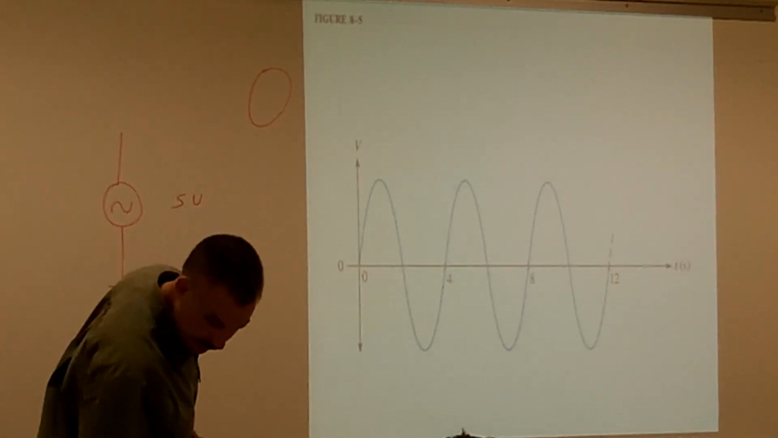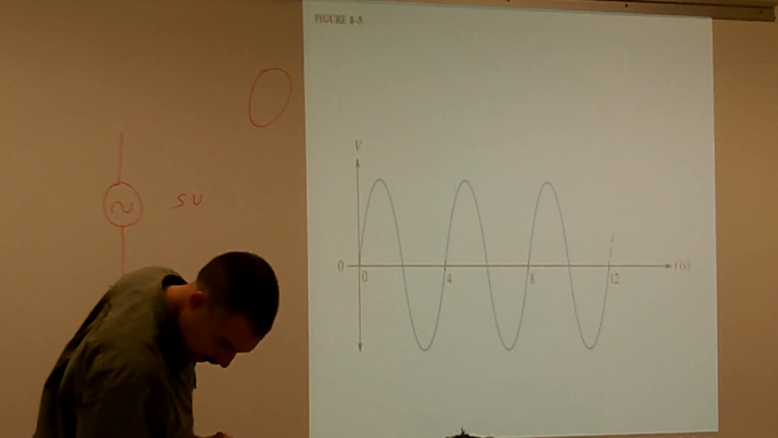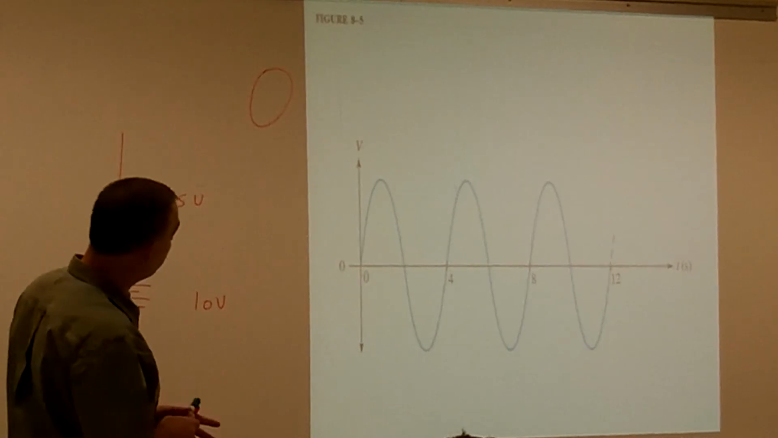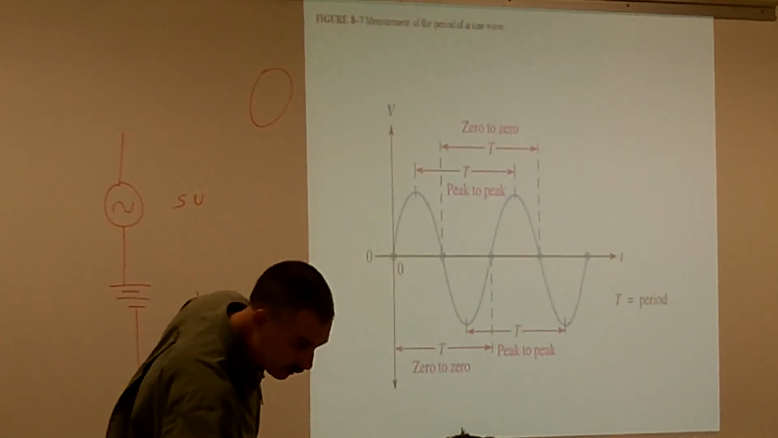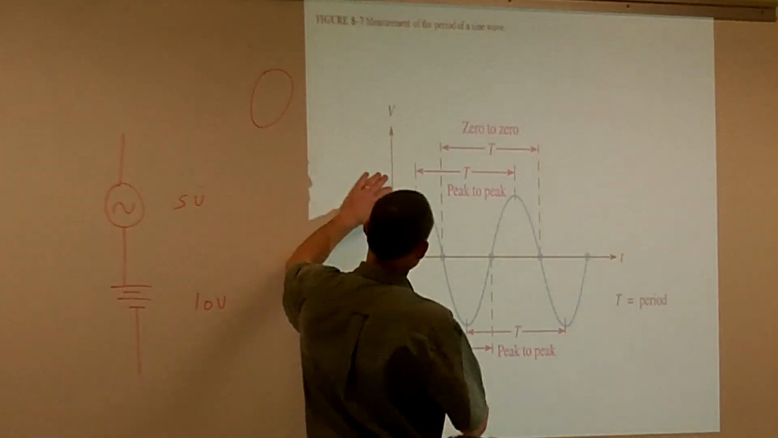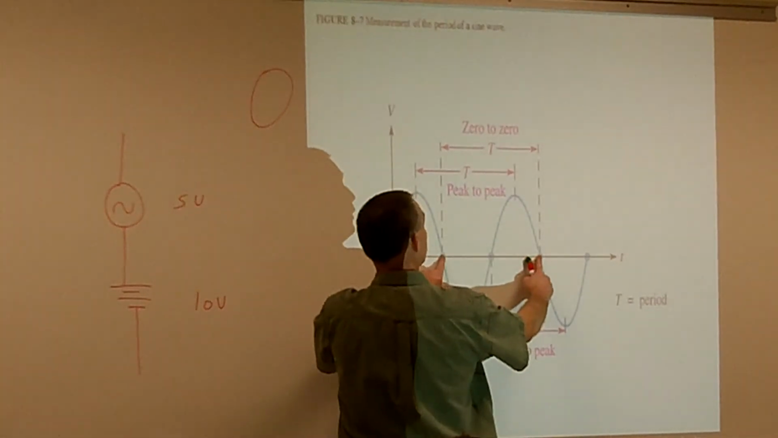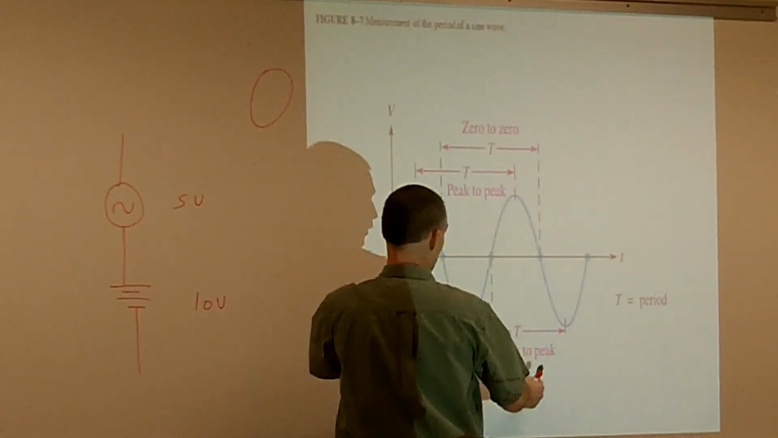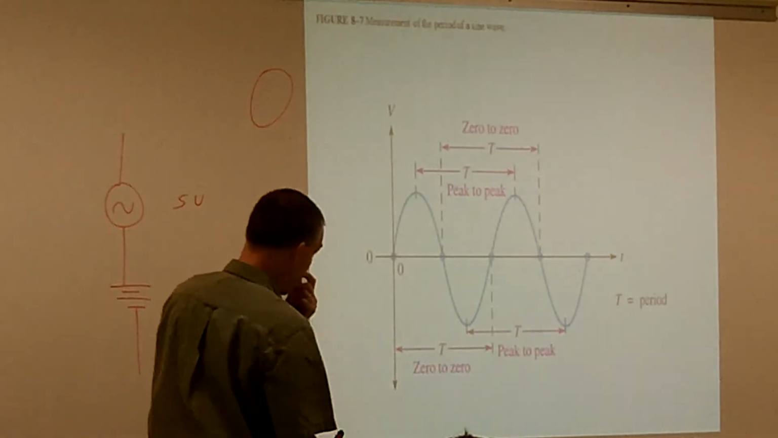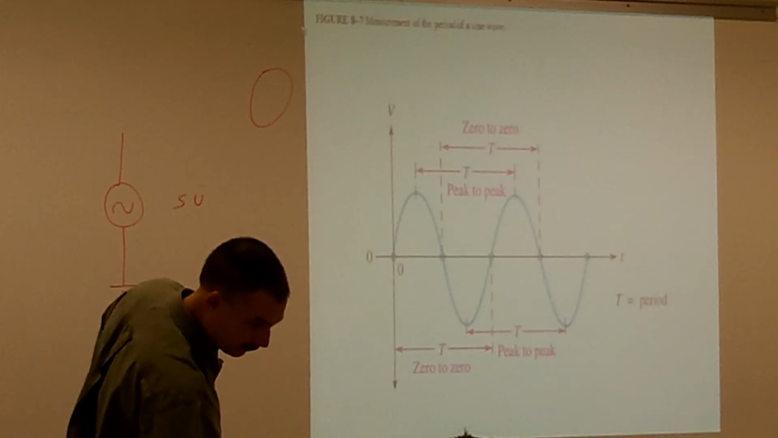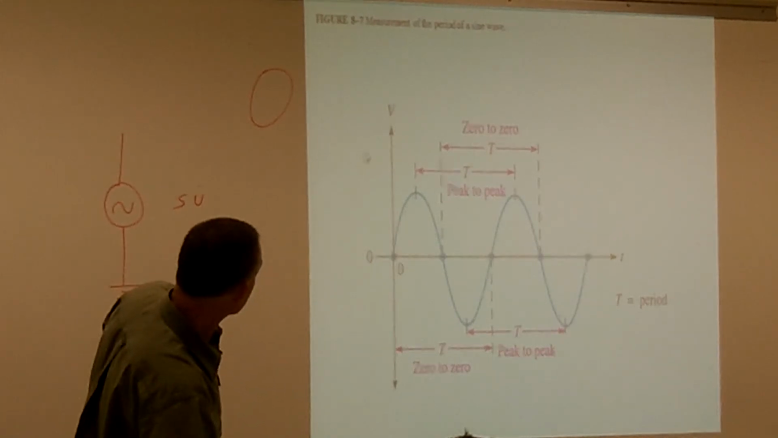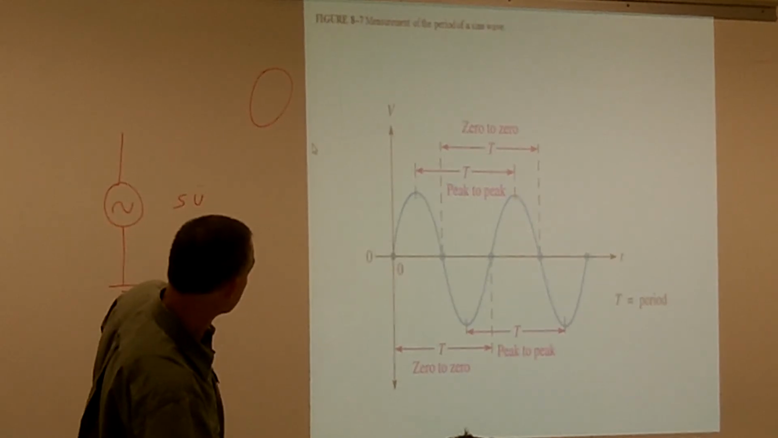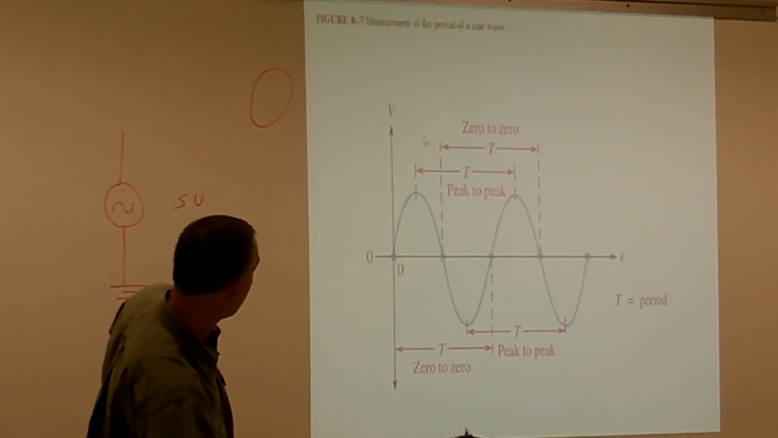So on page 332, figure 8-7, they're showing you all the different ways that you can measure your periods. Let's go there. Again, like I talked about, I can go from 0 to 0, which is typically what I do. I can go from peak to peak, or from negative peak to negative peak, just like we talked about. Looking at this figure here, how many complete cycles do I have? Yeah, I have 2 complete cycles on that one.